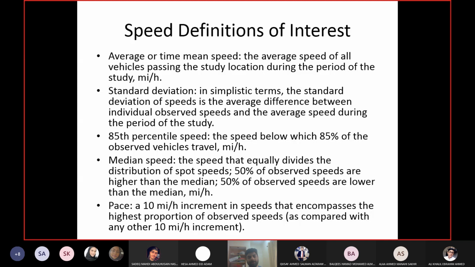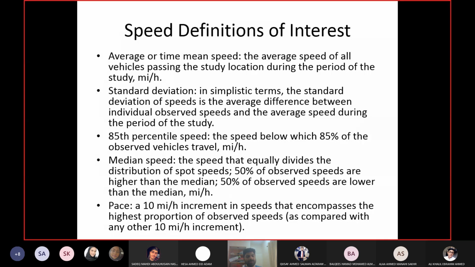Okay, so it's a 10 mile per hour range, and in that range you have the highest proportion of drivers as compared to any other range of the same size. Pace is that 10 mile per hour range in which you have the highest proportion of drivers compared to any other range of 10 miles per hour. So for example, if I tell you the pace range is 50 to 60 miles per hour.